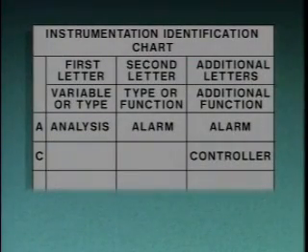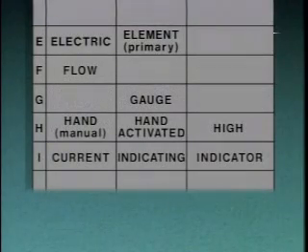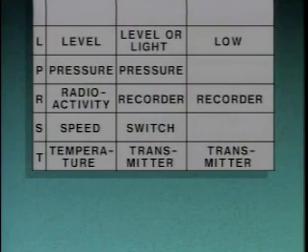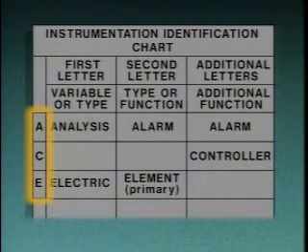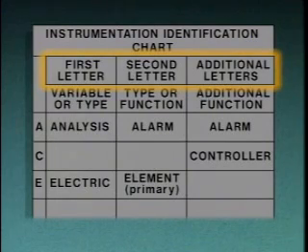The meanings of the letters can be found on an instrument identification chart. Since the meanings of the letters can vary from plant to plant, it's a good idea to check an instrument identification chart when you're reading a P&ID for the first time. The meaning of each letter in the left-hand column varies depending on the position of the letter in the symbol.